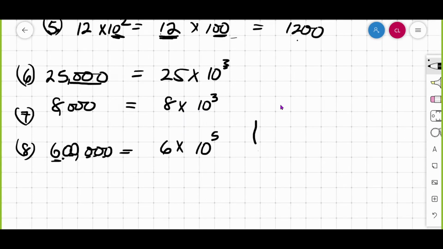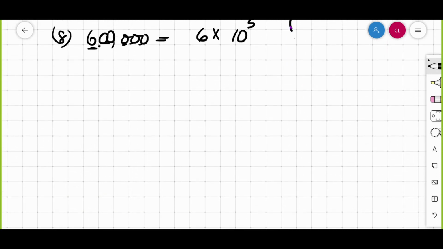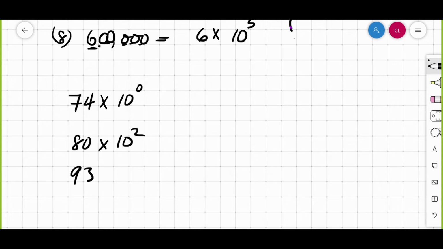Alright, let me see if I can find just 3 more to give to you and we'll wrap up. 74 times 10 to the 0 power. 80 times 10 squared. 93 times 10 to the 4th power. Alright. Here we have 3.